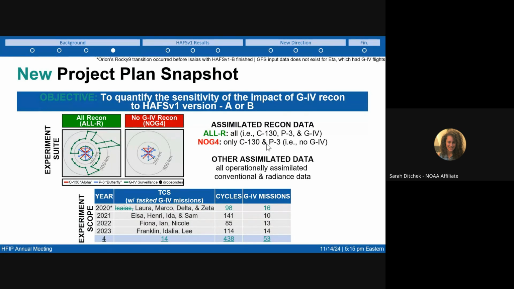So all of these runs were done on Orion. Orion switched over to Rocky 9. And before that switch, I was able to rerun all TCs with HAFS V except for one, Isaias. And since analysis is performed on a homogeneous sample following NHC verification rules, you can see the reductions in sample size here given that change.